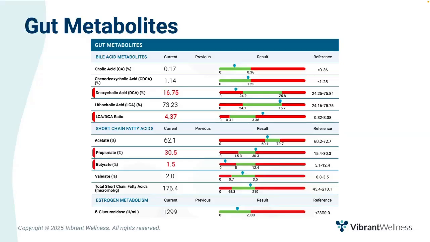Lithocholic acid signals altered bile function and disrupted detoxification through the PXR receptor. And beta-glucuronidase levels gauge the gut's detoxification capacity, as elevated levels can indicate microbial imbalances that impair toxin clearance and hormone metabolism, potentially leading to estrogen dominance.